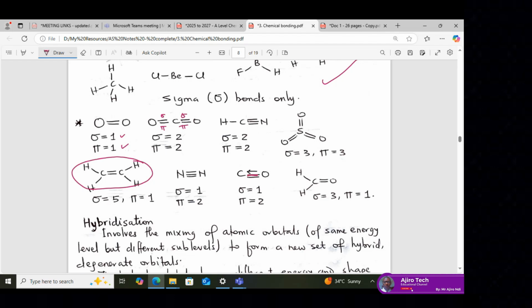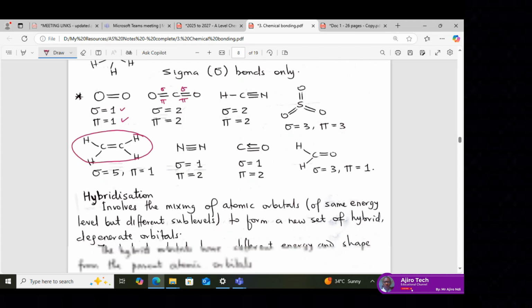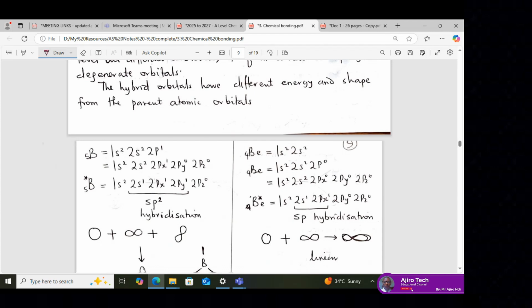So any other bond form is a pi bond. So in carbon monoxide, we have one sigma and two pi bonds. Is that okay? Do you get that now?